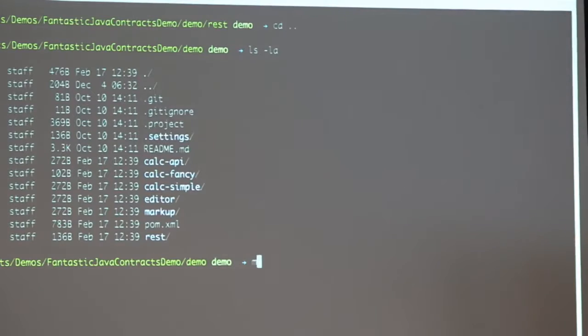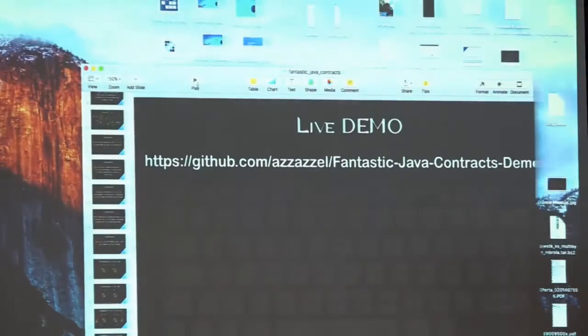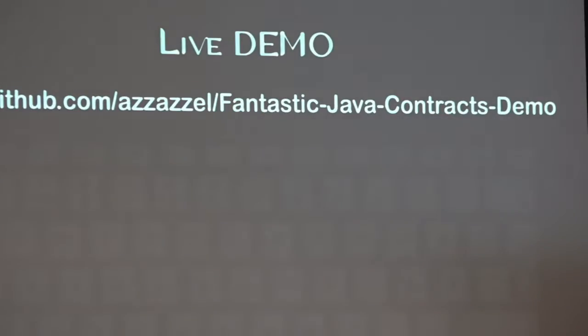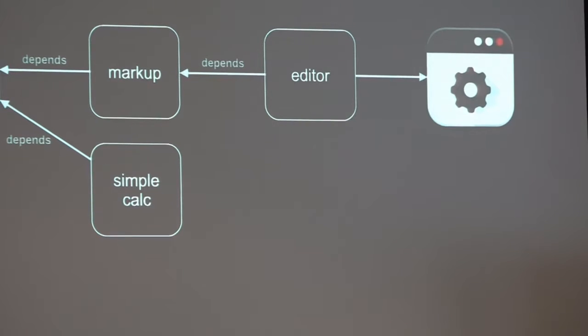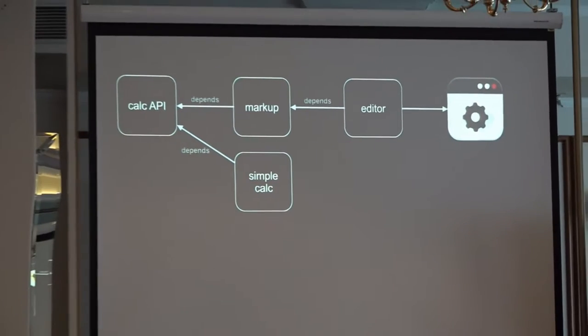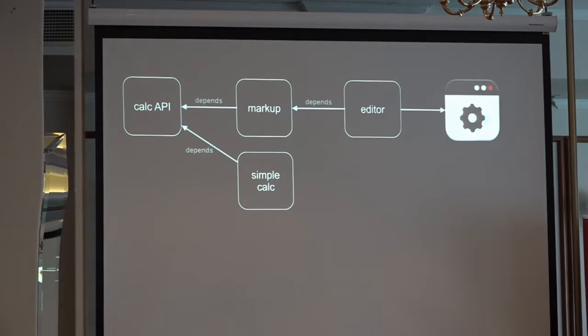Here's the project. And I'm just going to build it. It's going to take a second. Okay, now we have all the modules ready, and first of all, let me go back to slides for a second. And this is how it looks, so you get the visual, right? We have the calculator API, the simple calculator implementation, markup, editor, and then we build a final application. It's all clear, right? It's a plain, simple, stupid application. Okay? And now let me build that for you.